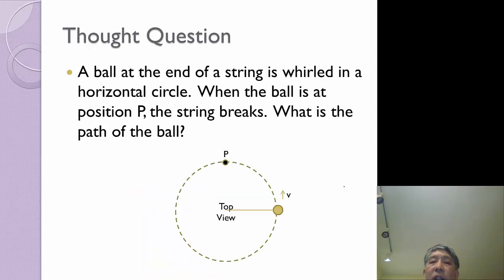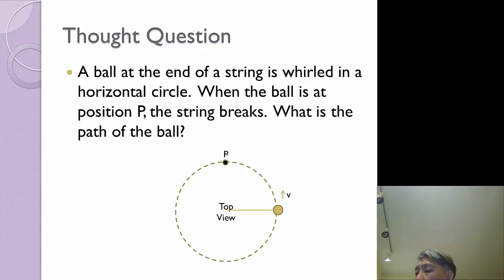So I'm just going to finish this lecture with a thought question that we'll talk about next time. I have a ball and I'm whirling in a circle. Much like Wilbur my pig, it's going around in a circle, and this is a top view, so it's a horizontal circle. And at some point, for whatever reason, my string breaks at point P, and I wonder what will be the path of my ball.